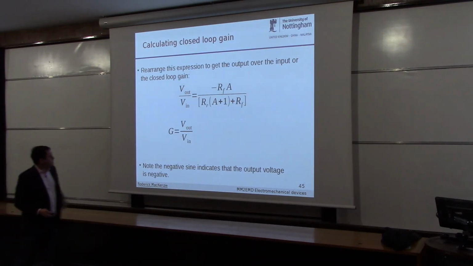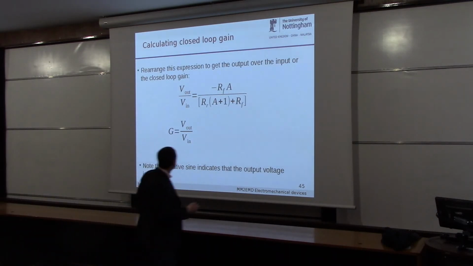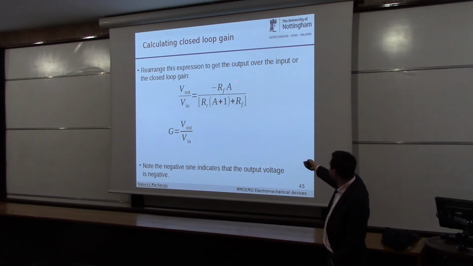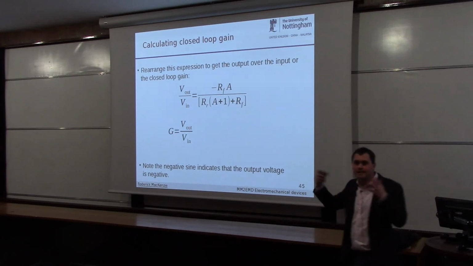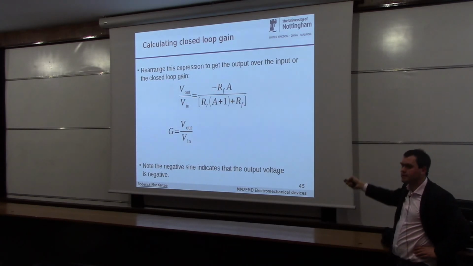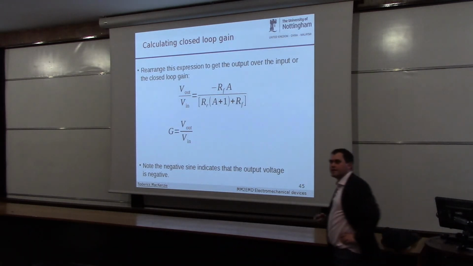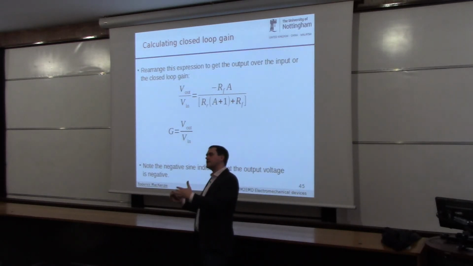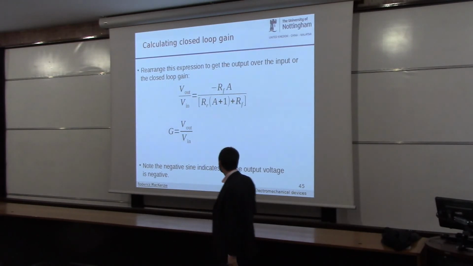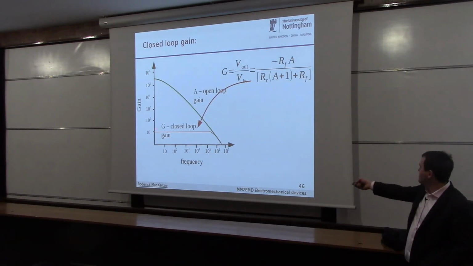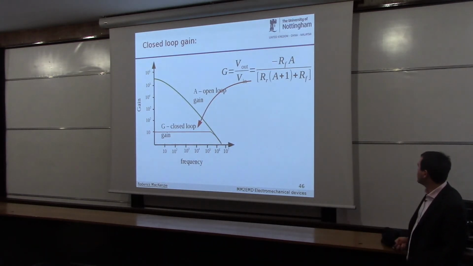Now, A is very big. So V out over V in is the gain. Therefore, this expression here is the gain. And can you see there's a little minus here? What that tells us is it's an inverting op-amp. It means that the input signal is going to be flipped because the gain is negative. So when you put in a positive voltage, it will go negative. And that's why this is called the inverting op-amp. And this expression will basically give us this curve here. Okay?